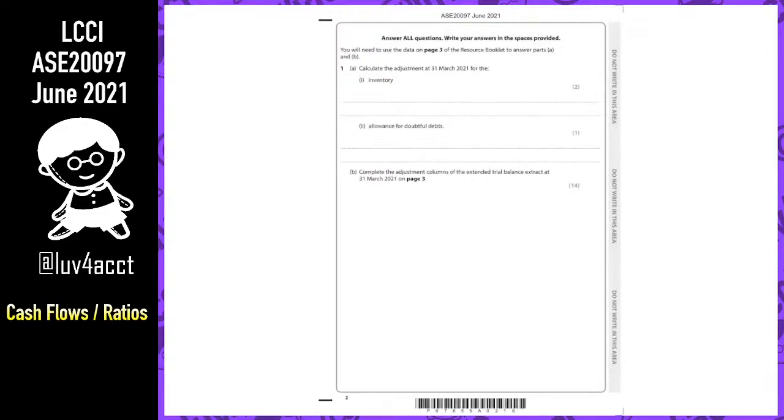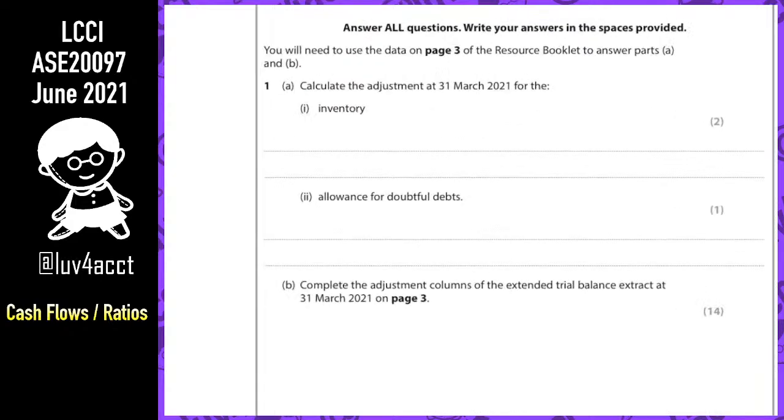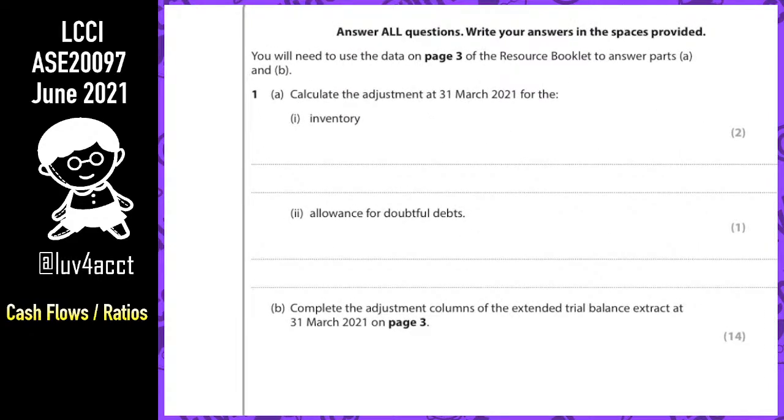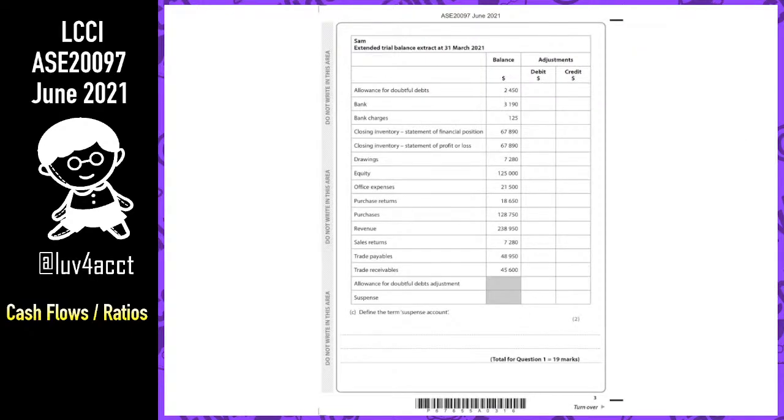Okay, look at what we need to do. Calculate the adjustment. We have to be careful: we have to calculate the adjustment, not the amount to be shown. The adjustment for inventory and the adjustment for allowance for doubtful debt, and then complete the extended trial balance. How many marks do we have for the extended trial balance? 14 marks, and then 2 marks to define the term suspense account, and 19 marks in total.